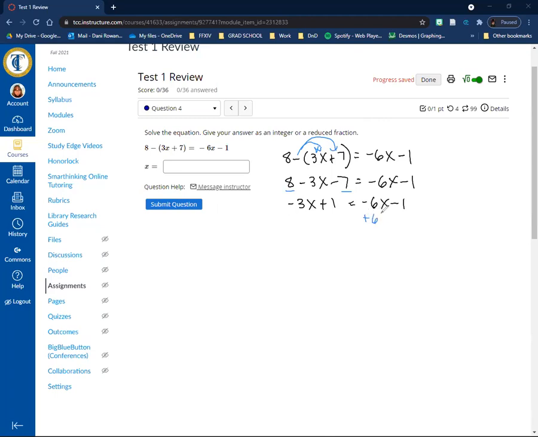So we're going to add 6x. And I'll do this one in a different color. We will subtract 1. That will cancel that out and cancel that out. What is negative 3 plus 6? 3x. You got it. And negative 1 minus 1? -2.